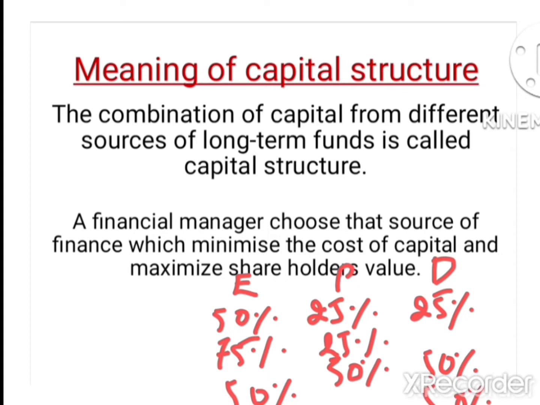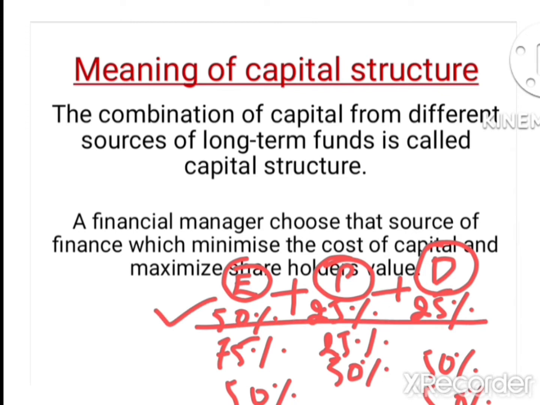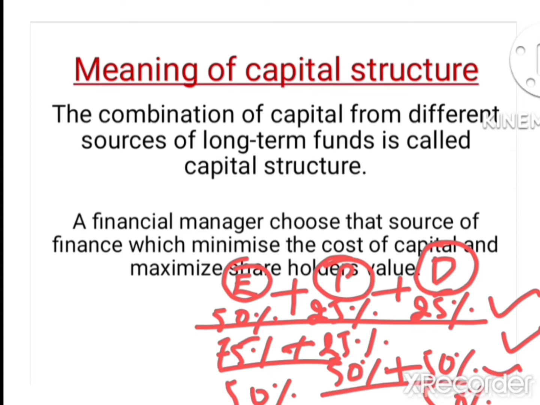That means the company may raise the whole funds by using only equity, only preference, or only debenture. Or the company may raise the whole funds by the combination of equity, preference, and debenture. Or by the combination of equity and preference, or preference and debenture, or equity and debenture. So the combination of these capital is called capital structure.